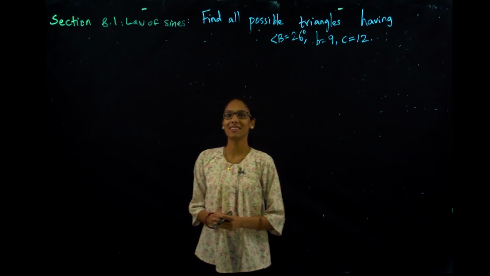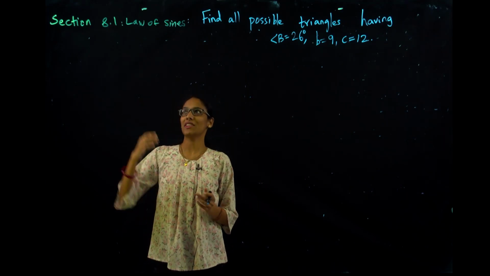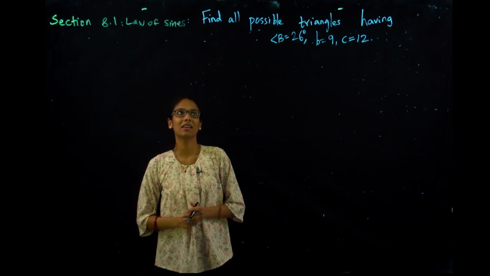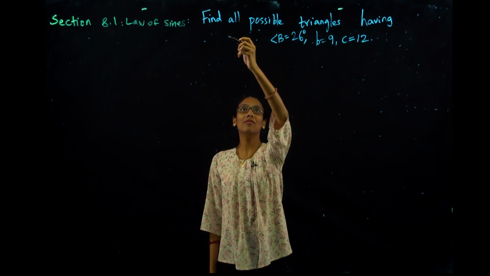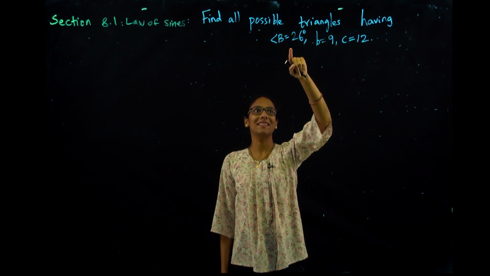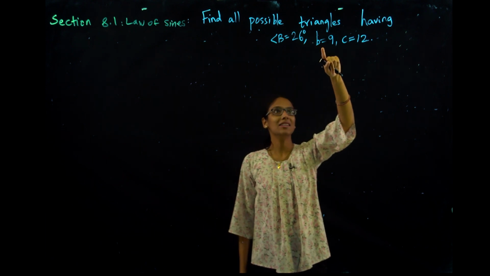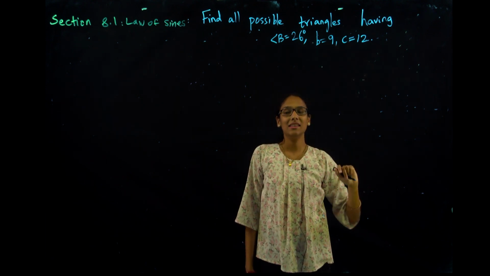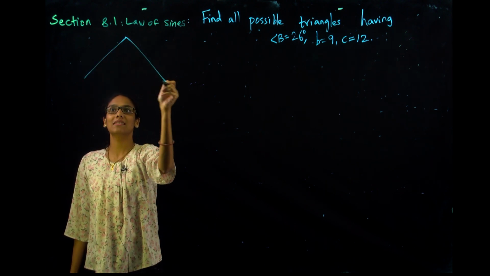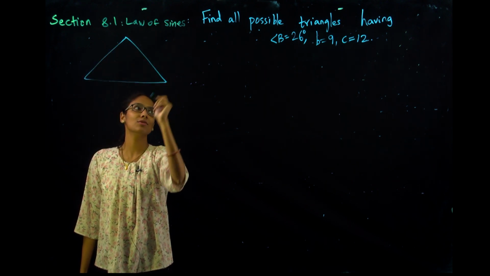Hello everyone. So this is a video for section 8.1 Law of Sines for the Pre-Calculus course. Here is a question. Find all possible triangles having angle B 26 degrees, side b 9 and side c equals 12. So let us first draw the figure to get an idea of what is given to us.